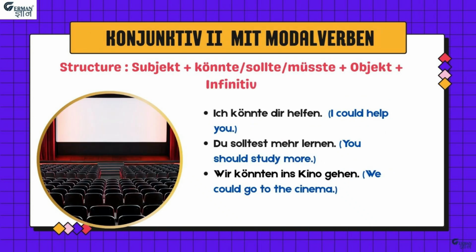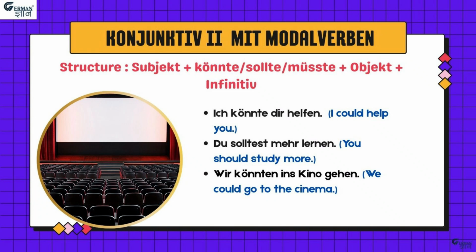Konjunktiv zwei mit Modalverben. Now remember that if you are using a modal verb in Konjunktiv zwei, at that time you have to conjugate the modal verbs according to the Konjunktiv zwei form only. So your sentence structure will be like present only. That means first comes the subject, then your modal verb in Konjunktiv zwei, then object, and then your action verb in the infinitive form. For example, "ich könnte dir helfen", means I could help you.